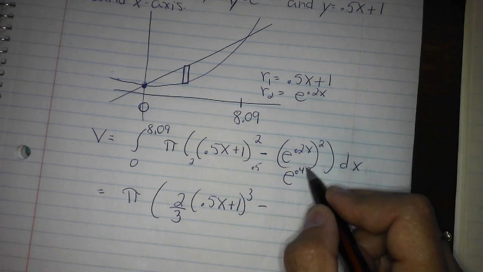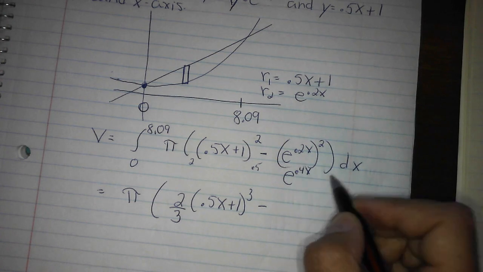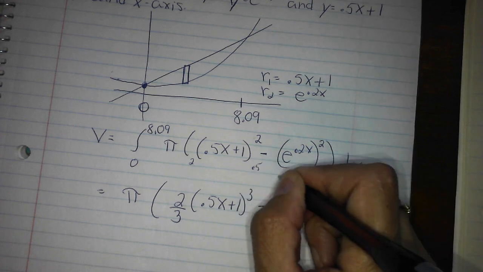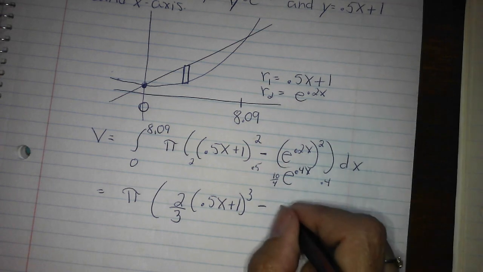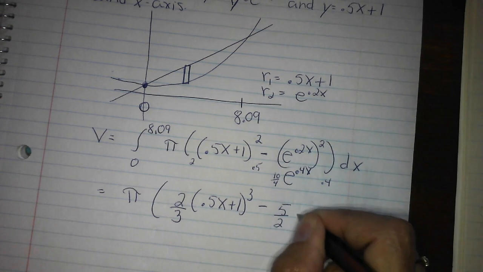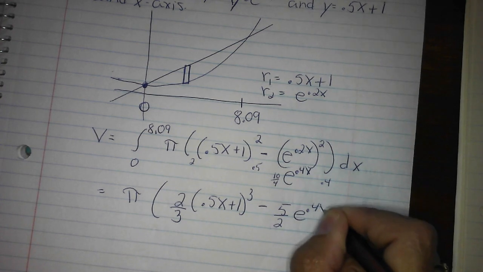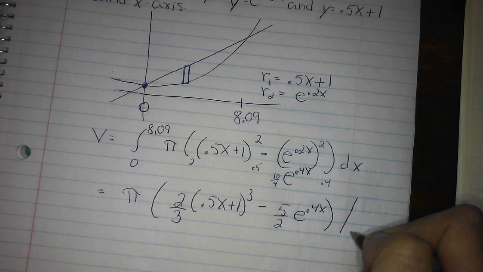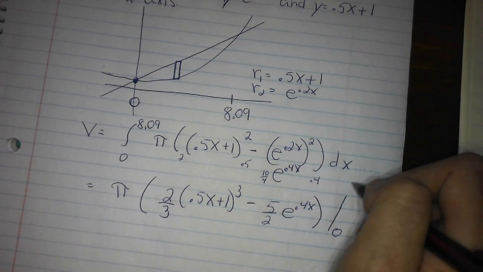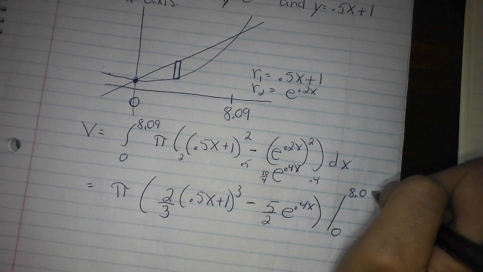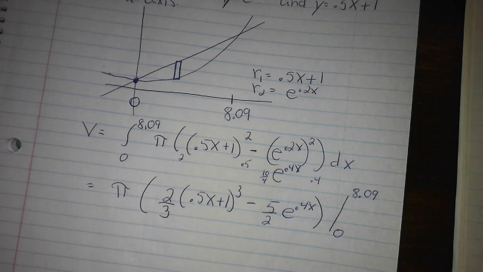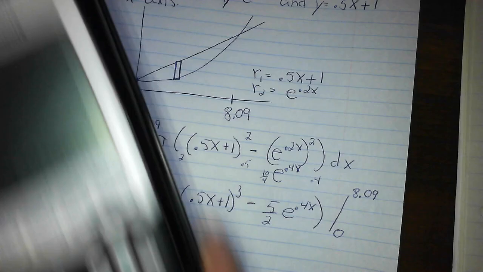Minus, same thing here, I need a 0.4 next to the dx, that gets thrown away, which is 4/10, so I need a 10/4 out in front, which is 5/2. So I'll carry along the 5/2, e to the 0.4x, and then all of that will have a 0 and an 8.09 substituted in. So just take your time, write down a few things, and then calculator skills.